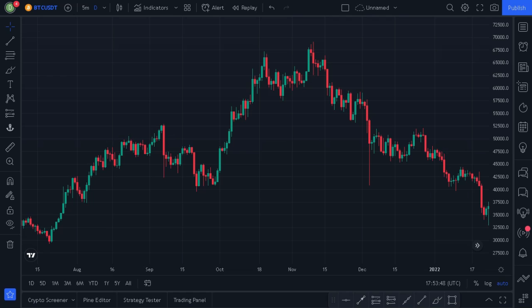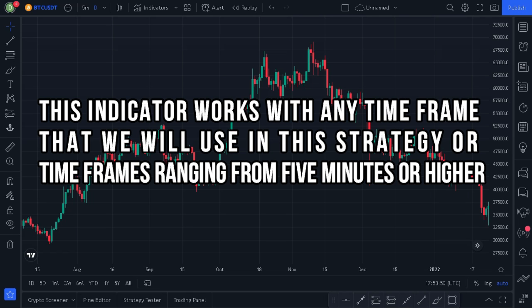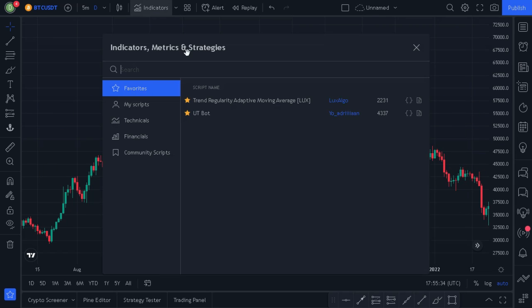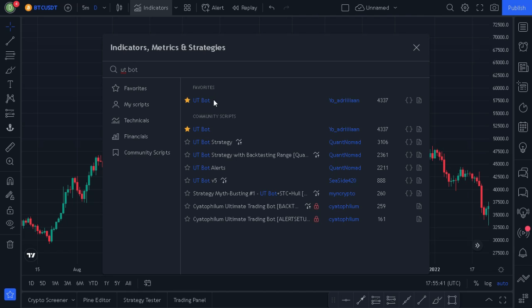Now before we start, just know that this indicator works with any time frame that we will use in this strategy, time frames ranging from 5 minutes or higher, but do not go anywhere less than 5 minutes because it won't be accurate. Now, to add this indicator to our chart, you will have to go to the Indicator tab and search for UT-Bot. Click on this one right here.